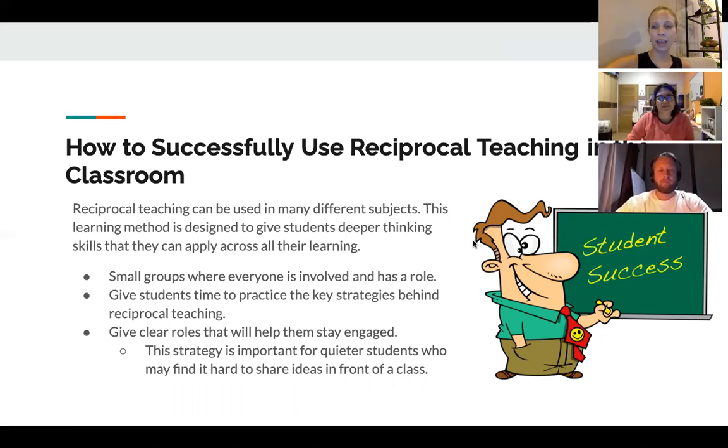And the really nice thing about reciprocal teaching is that you can use it in any different classes. It can be applied across all content areas, and it can also be applied from primary all the way up until high school and into college as well.